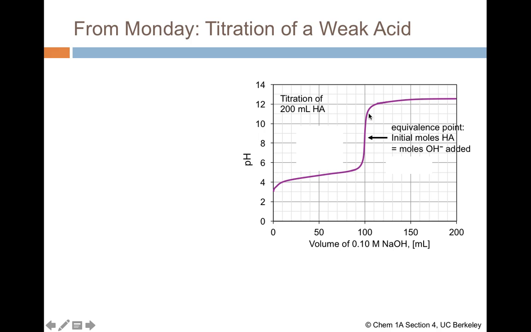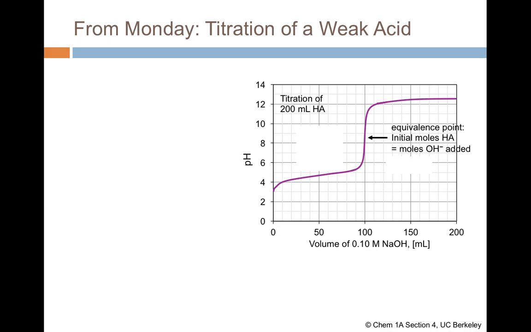And this vertical part of the titration curve indicates that we have reached something called the equivalence point. And the equivalence point is when the number of moles of OH- that we've added is equal to the initial moles of HA in that very original acid solution that we had at the beginning.